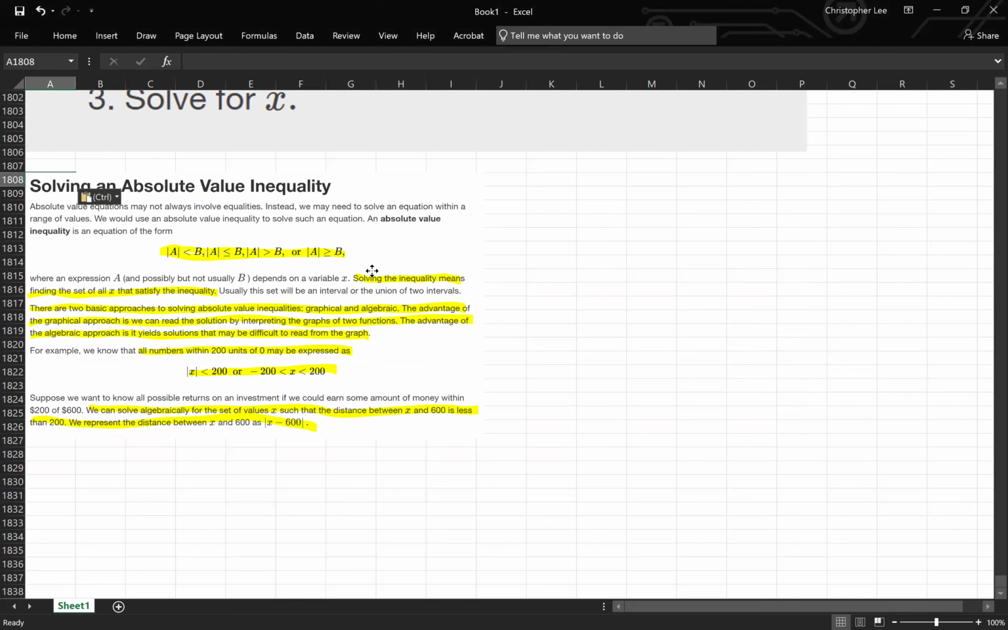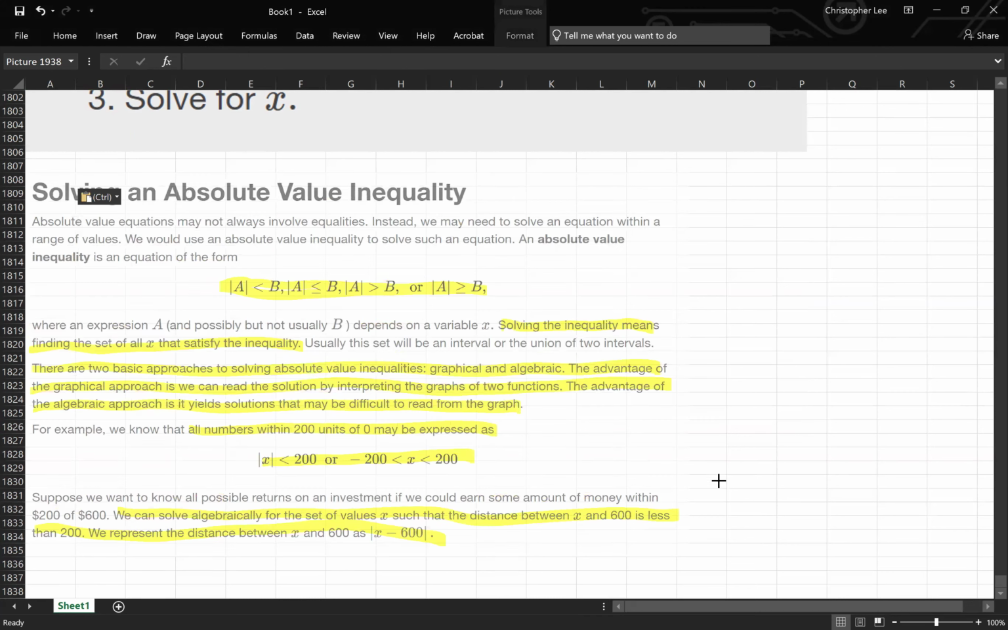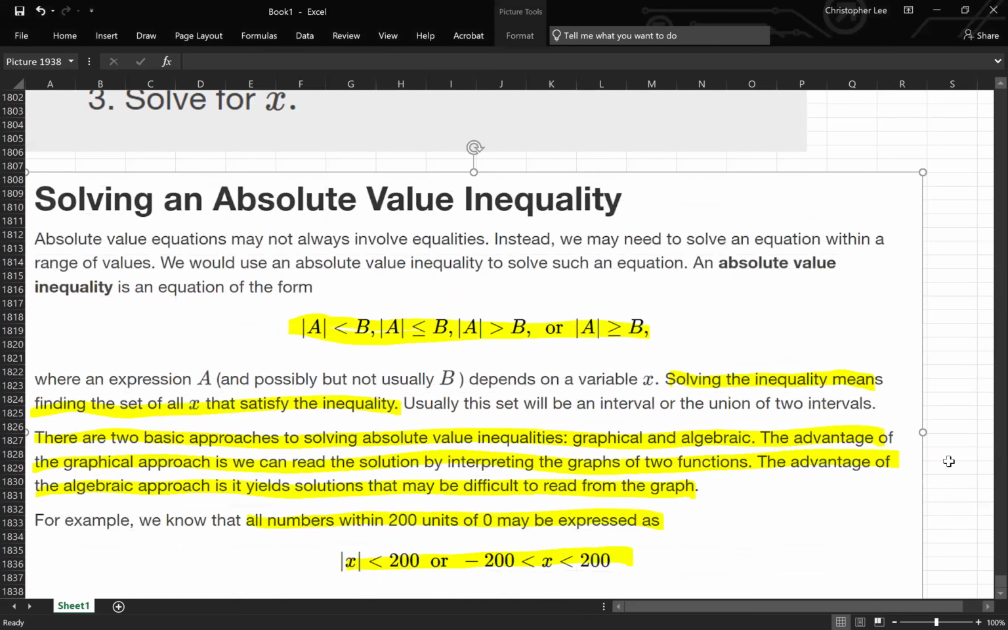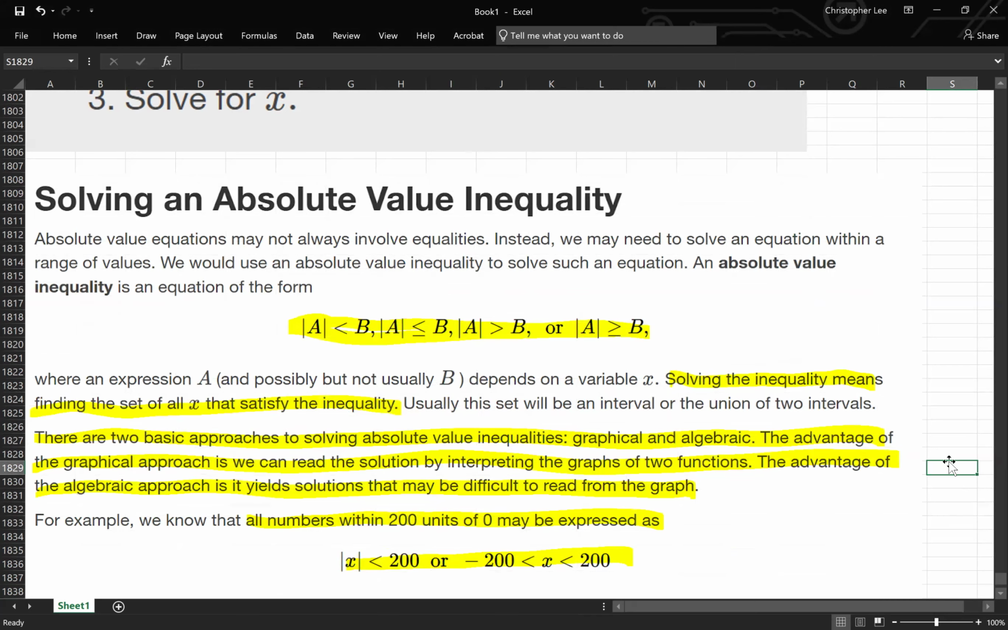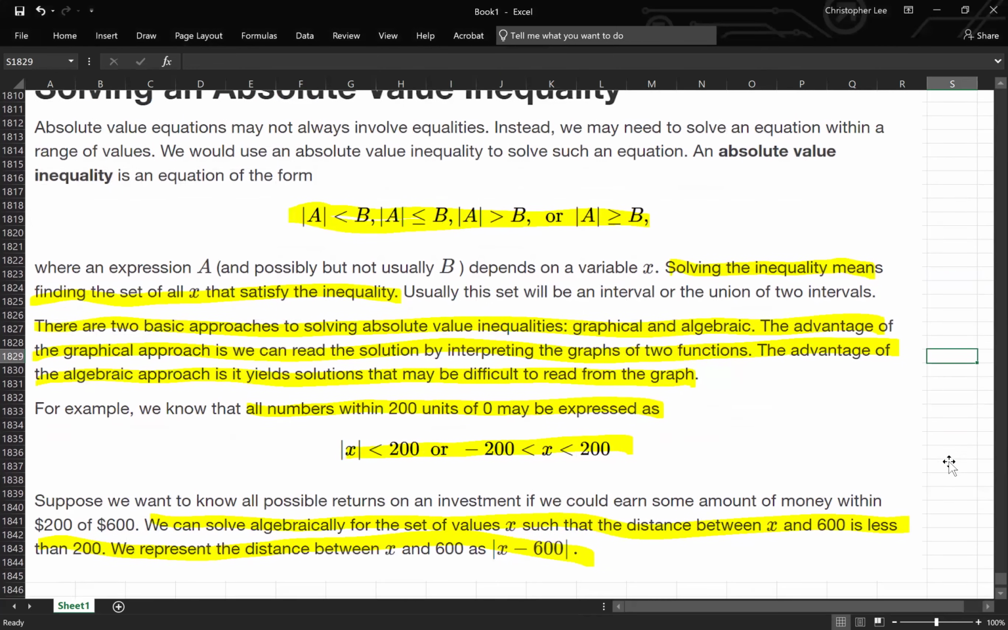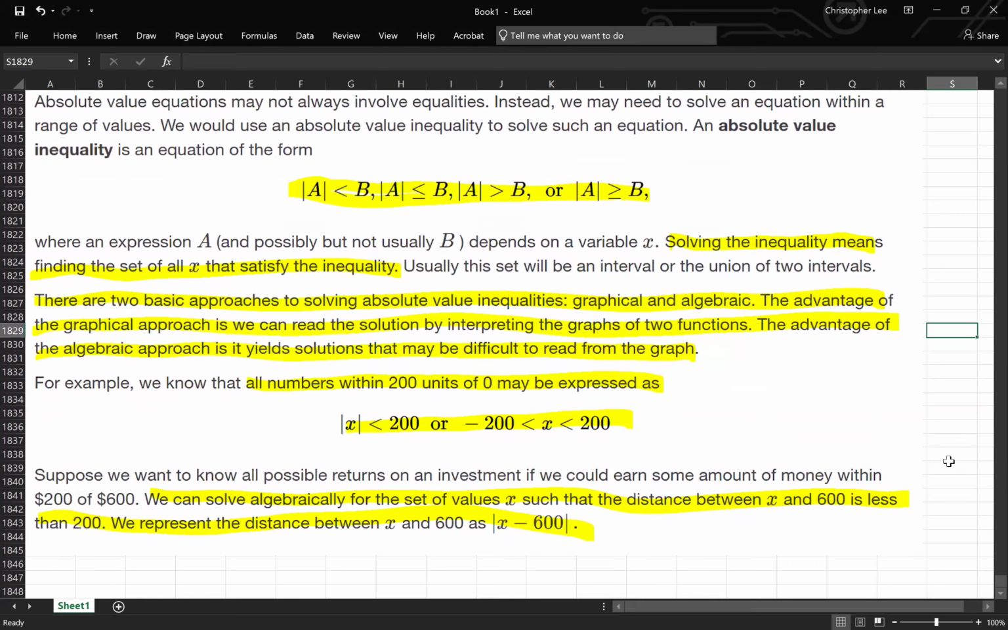So, last topic: solving an absolute value inequality. Absolute value equations may not always involve equalities. Instead, we may need to solve an equation within a range of values. We would use an absolute value inequality to solve such an equation.